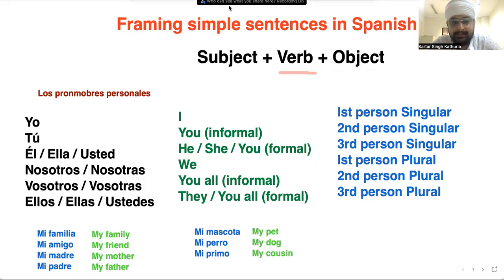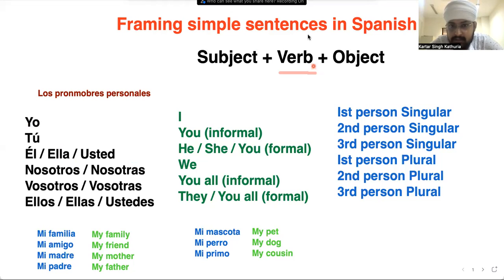I hope that is clear. So don't get confused. Don't put the conjugation of the verb for the first person. It's always a third person. Él, ella, he or she, right? So this is how the personal pronouns are, and we need to conjugate.